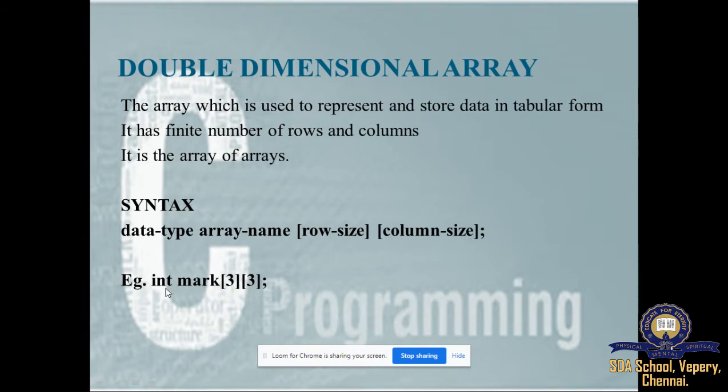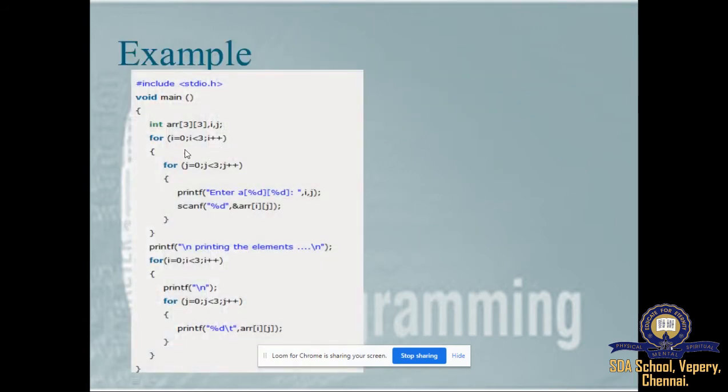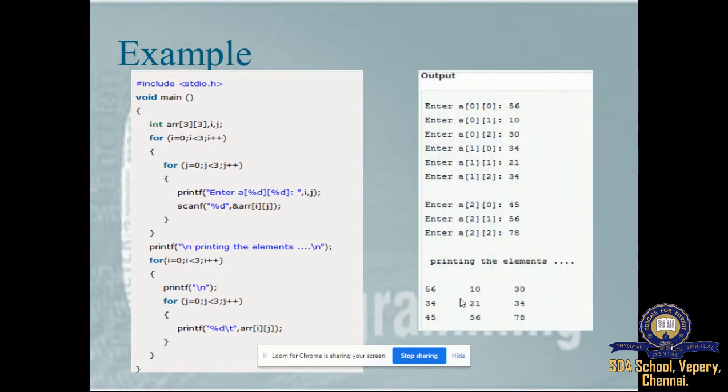So look at this example. Integer marks 3 cross 3, that is 3 rows and 3 columns you are going to enter the marks. Okay. So the example for double dimensional array: look at this, you have two for loops, since one loop statement will represent the row and the other one the columns. Okay, so multiple rows with multiple columns, and you will be printing using these two for loops. So this will be the output. See, here you are representing using these rows and columns, that is in the form of a table or a matrix. So 3 by 3 matrix.